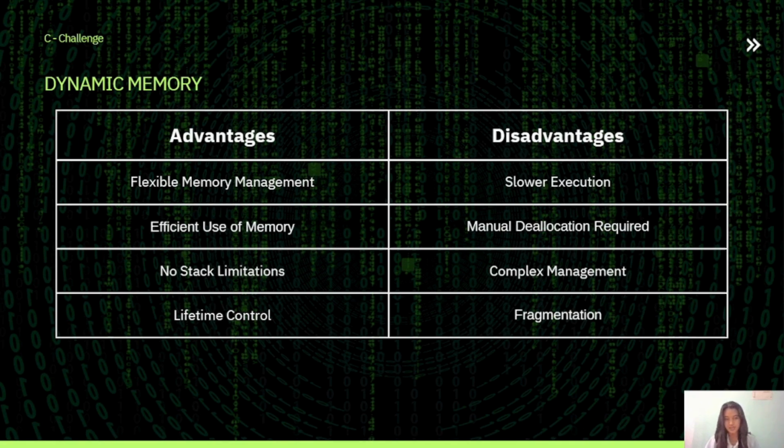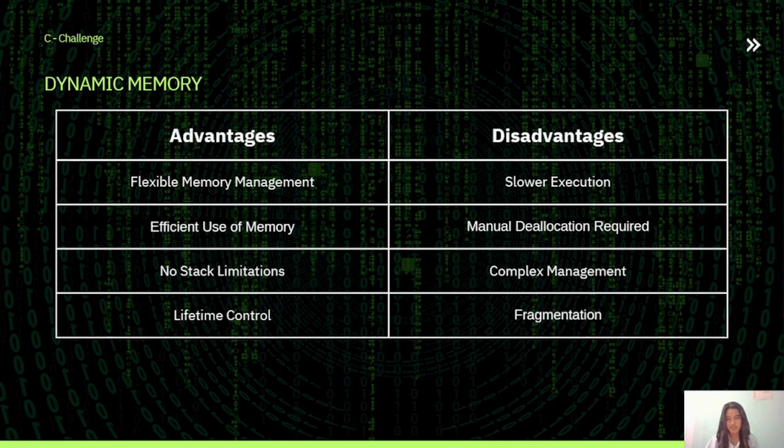Now let's discuss the disadvantages of dynamic memory. Number 1. Slower execution. Allocating and deallocating memory dynamically involves additional overhead during runtime. Functions like malloc and free interact with the system's memory manager, making dynamic memory allocation slower than static allocation.